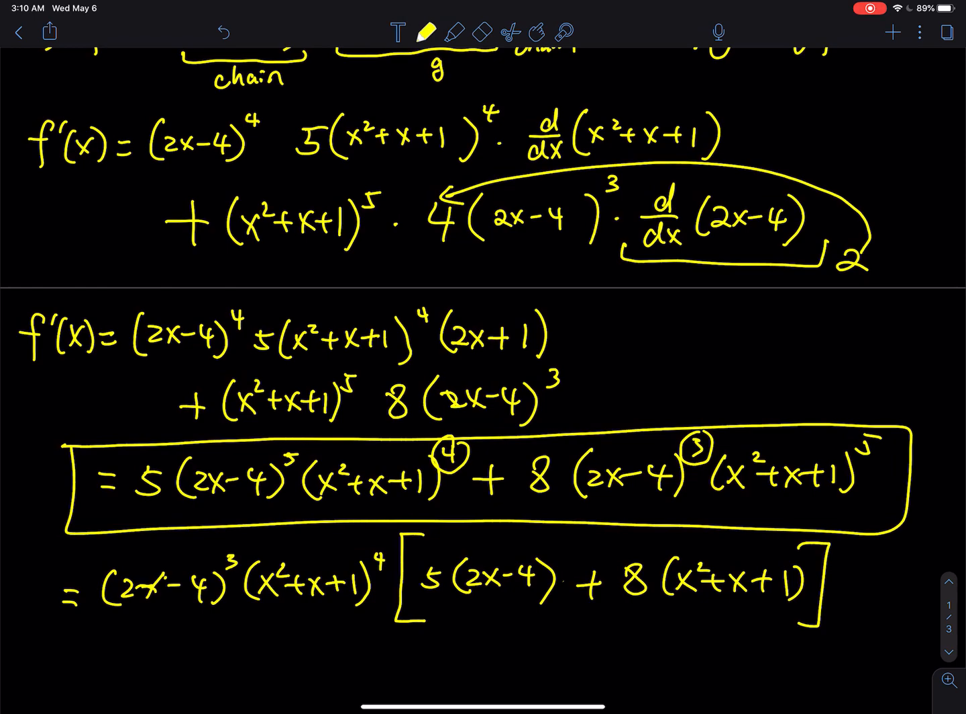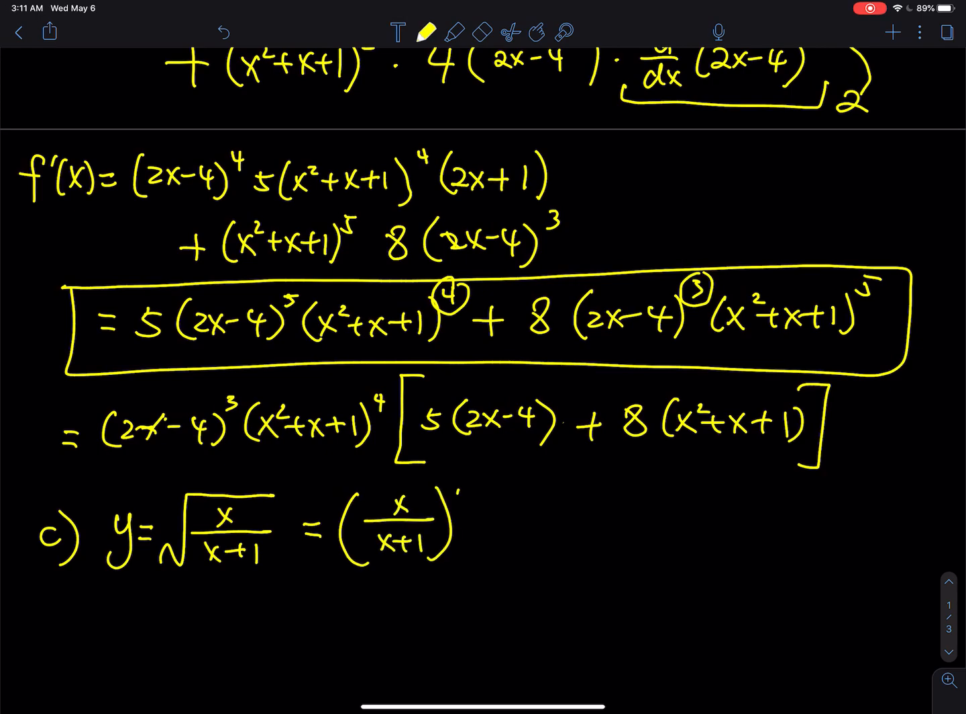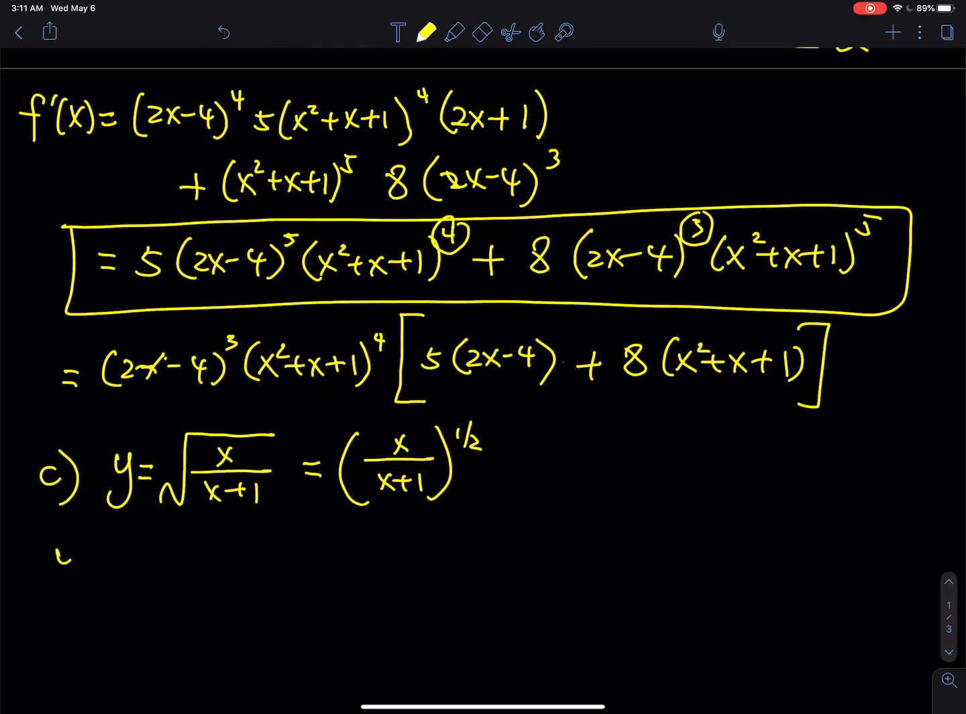Part C, we have a quotient rule. So in C, we have y equals the square root of x divided by x plus 1. Square root is the same thing as 1/2 power. So we have a 1/2, and then y prime. So y prime, we have a rational function inside a square root function. So the outer piece is the square root, right? So you bring the 1/2 down, whatever inside, I don't really care right now. 1/2 minus 1 is negative 1/2. And then you fill in the blank. x divided by x plus 1.